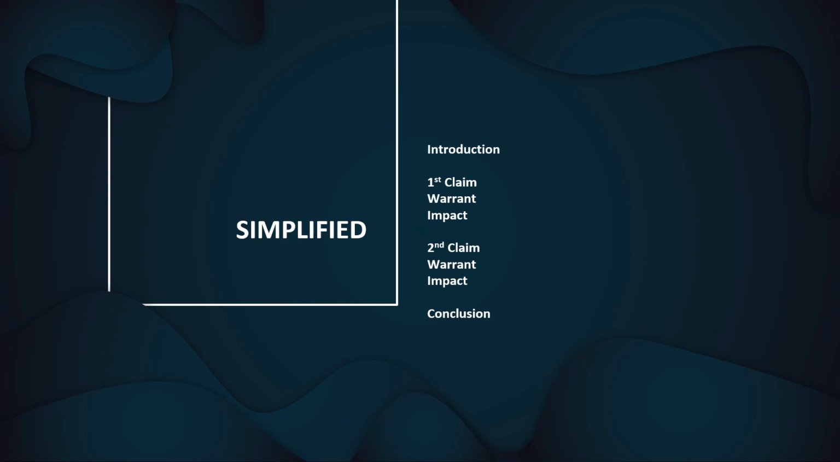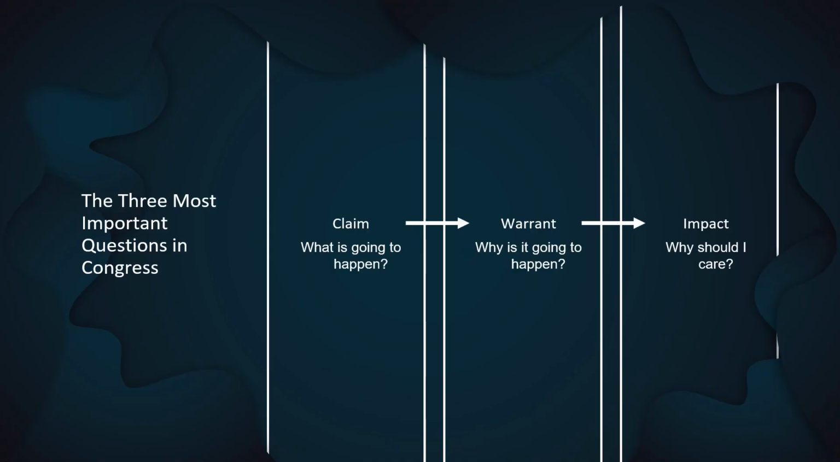And then I've also provided this simplified template, which is introduction, claim warrant impact, and conclusion. And I emphasize claim warrant impact because these are the three most important things in Congress, the three most important questions in Congress. What's going to happen, why is it going to happen, and why I should care. Every argument in congressional debate should answer these three questions.